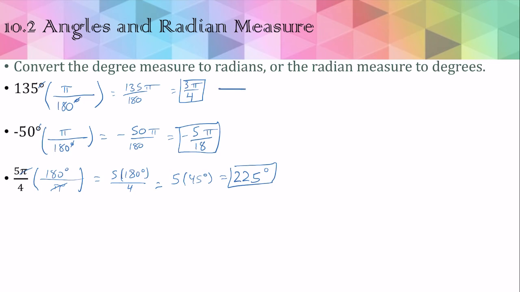Now, this one and this one, we could have gotten off that circle that we just had. Why don't you pause this and try number 40 from your homework. You should get 2 pi over 9.